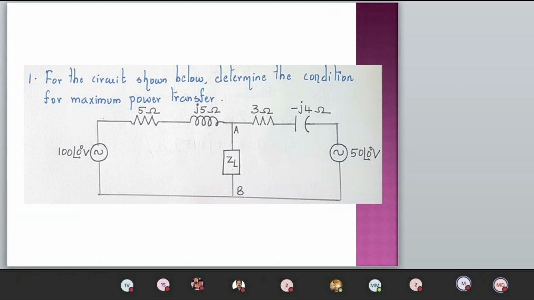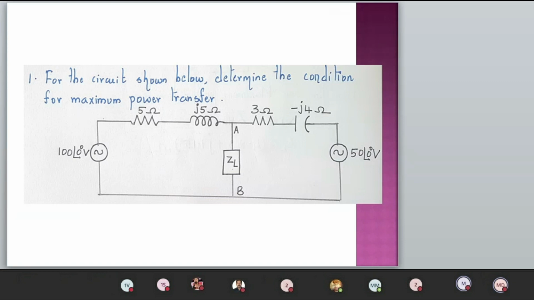Kindly understand, if it is a DC circuit, the condition for maximum power transfer is that the load resistance must be equal to Thevenin's equivalent resistance. But for AC, you have different conditions. One of the important conditions is that the load impedance is equal to the complex conjugate of Thevenin's impedance.